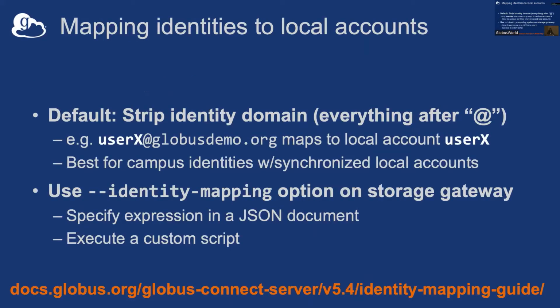Okay, I guess I said all this. So the first one, the default, is stripping the identity domain. The second one talks about being able to write a custom script to do the identity mapping. There is an identity mapping guide that is linked in the GCS5 install document that walks through in detail, has examples, examples that also use other parts of the authentication context. Like you can give all my linked identities, my email information, you can map from any of that to a local account, right?